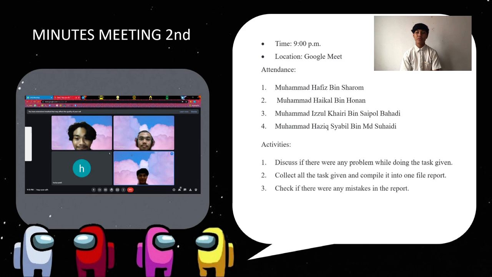Okay, the activities that we did in the meeting are, the first one, describe if there were any problems while doing the task given. The second one, collect all the tasks given and complete them into one file report. The third one, check if there were any mistakes in the report.